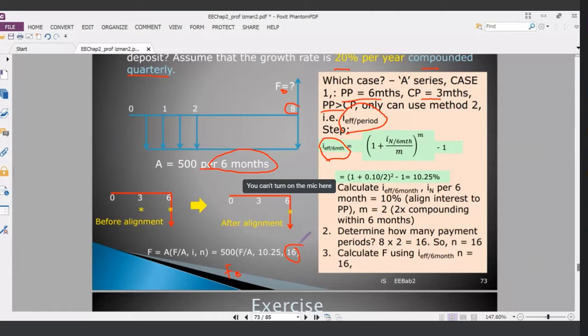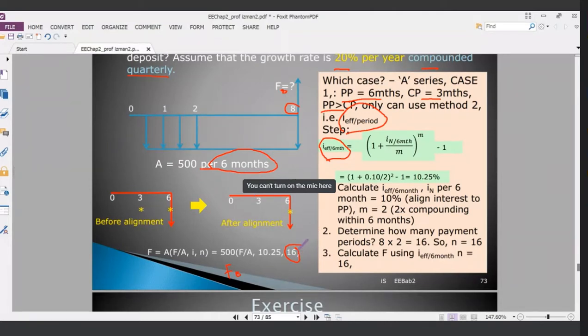Okay, kita melihat N kat sini depends on the payment period. If the payment period is in terms of 3 months, so in a year, how many 3 months? 4 times 3 months, kan? So for 8 years, how many 3 months? 8 times 4, 32 lah. So in this case, in 1 year, the installment happened twice. So in 8 years, the installment happened 16 times.